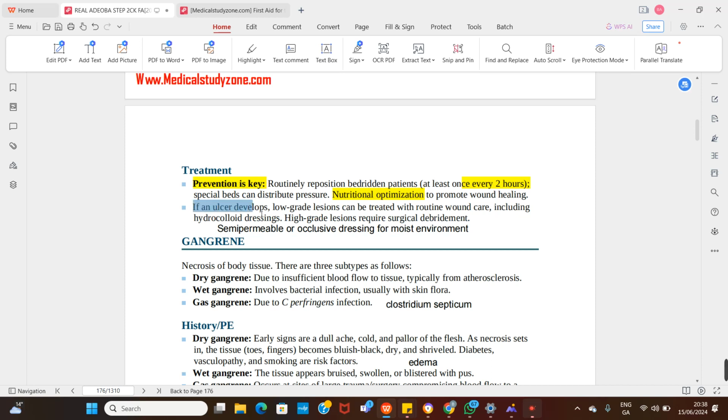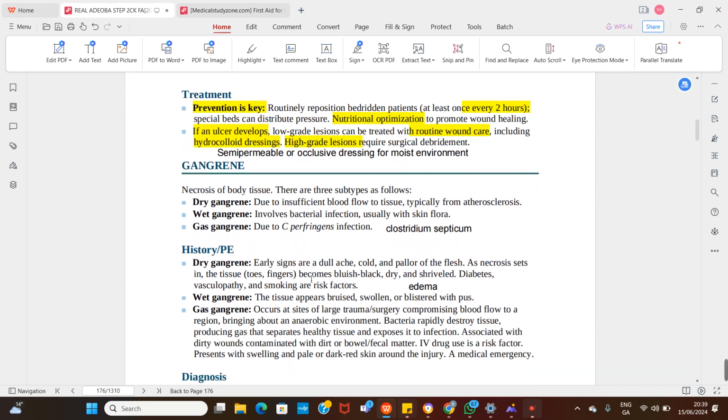If an ulcer develops, so we are done with the preventive one. So if an ulcer now develops, what do you want to do? You want to ensure that you provide routine wound care. If it's a low grade one, right, you can apply hydrocolloid dressing. So these are just like semi-permeable dressing that have ability to retain moisture in a way, so they can keep that environment moist and facilitate the healing. And for high grade one, you have to apply some complex dressing with surgical debridement. So surgical debridement for the high grade lesion. For the low grade, just apply your hydrocolloid dressing that's going to retain moisture and facilitate the healing quickly.